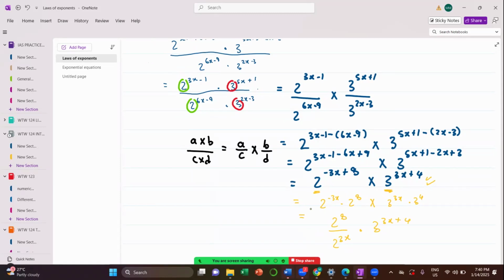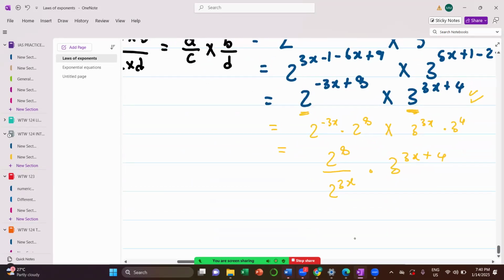No, not that. You swap the two answers we got, right? So you take the 3 to the 3x plus 4, you put it at the top, and then the 2 to the negative 3x plus 8 at the bottom. But even in this case, this means that I'm gonna have a 3x minus 8 at the bottom. Is that what you are saying? Yes, yes. Okay, I hear what you say, so that's perfectly fine.